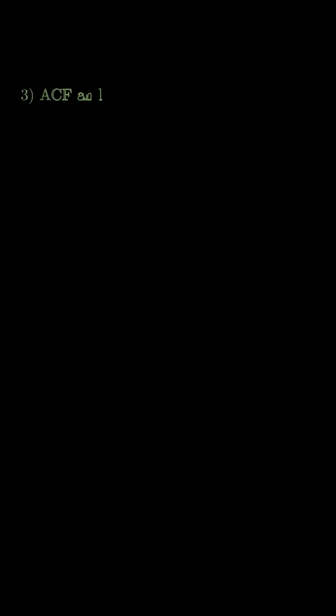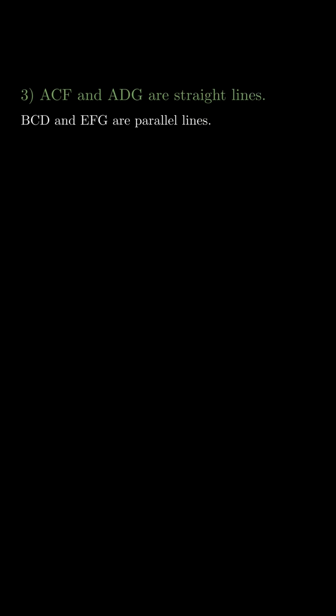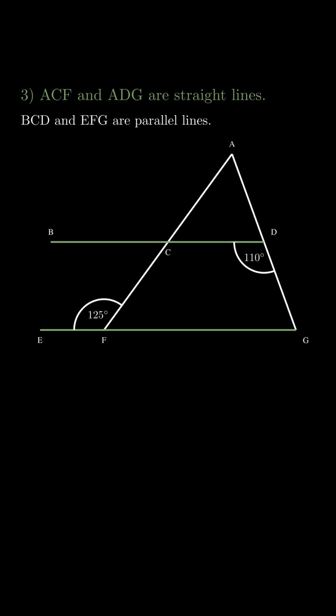Question 3 for 3 marks. ACF and ADG are straight lines. BCD and EFG are parallel lines. Show that triangle ACD is isosceles.